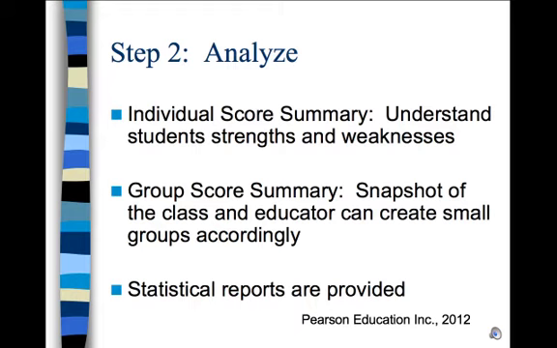Within analysis, there's the individual score summary, and that score summary allows the teacher to understand student strengths and weaknesses. And there's also a group score summary, which is a snapshot of the class, and the educator from the results can create small groups accordingly. Statistical reports are provided in the individual score summary and within the group score summary.